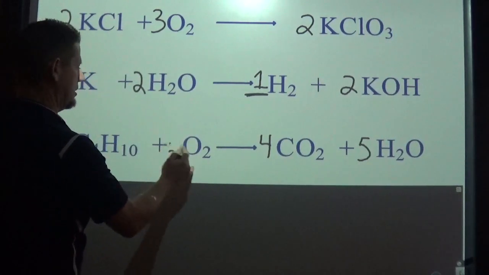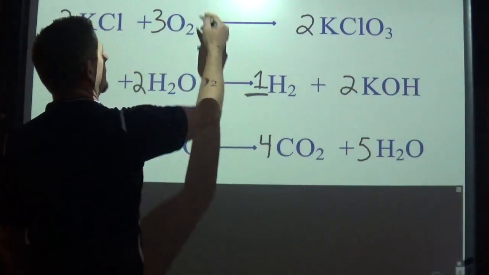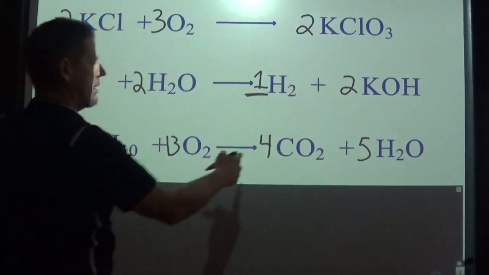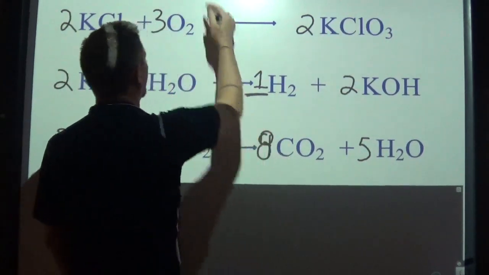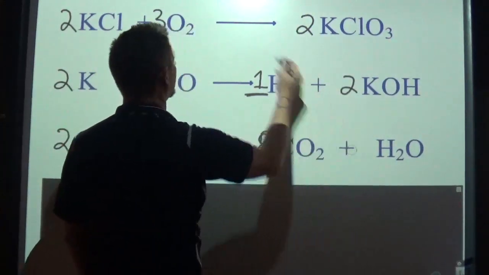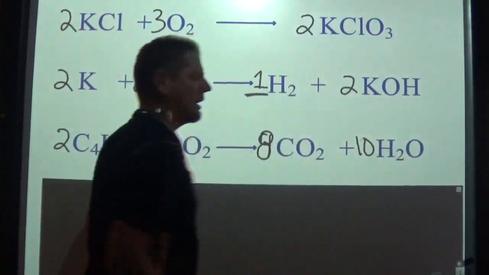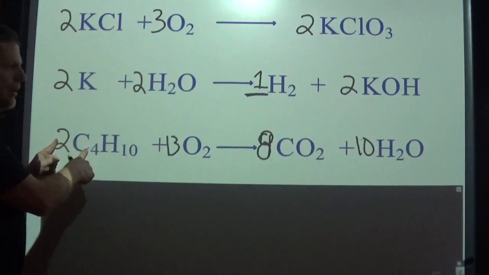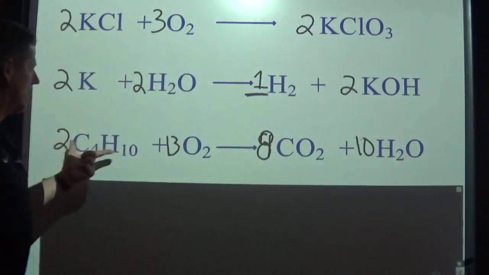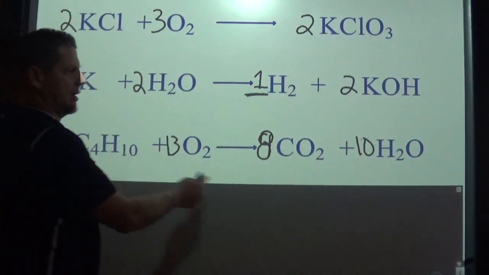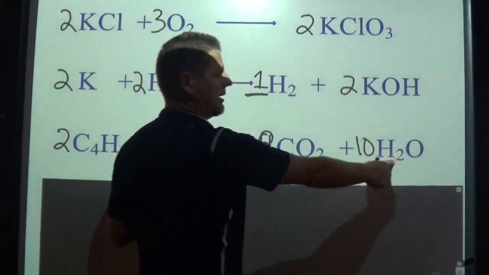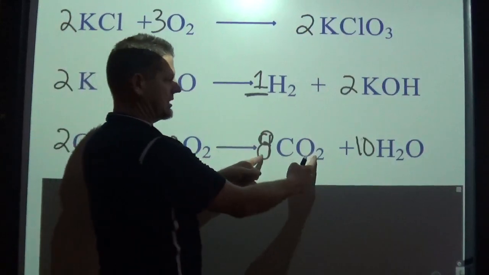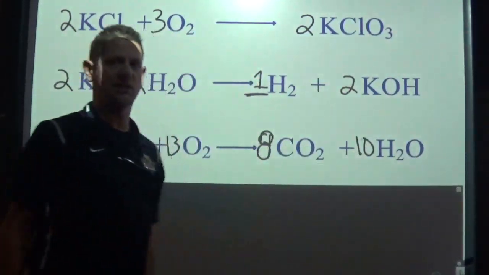So I'm going to double this. We're going to double this to 13. That makes this a 2. This becomes an 8. And then this one, 5 times 2, is 10. And now let's make sure that it's still balanced. I have 8 carbons, 2 times C4. I have 20 hydrogens, 10 times 2. And I have 26 oxygens. Here I have 16 plus 10, that's 26 oxygens.